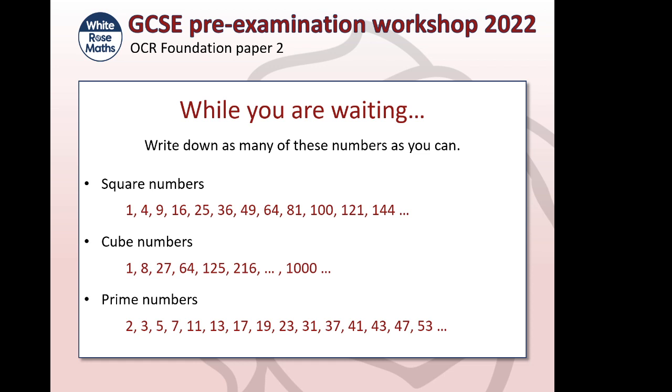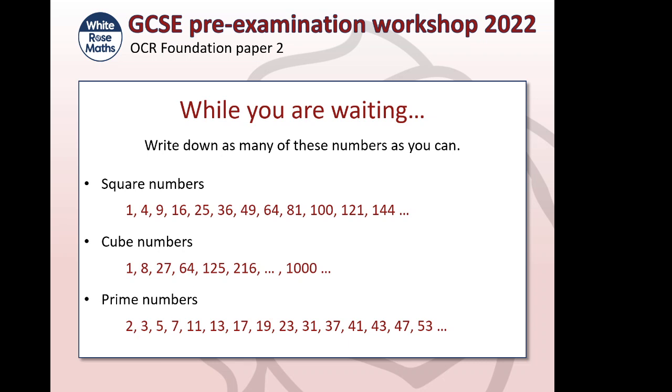So a square number here: 1 squared is 1, 2 squared is 4, 3 squared is 9, 4 squared is 16, 5 squared is 25, 6 squared makes 36, and so on and so forth. Learn these ones for your upcoming exams.